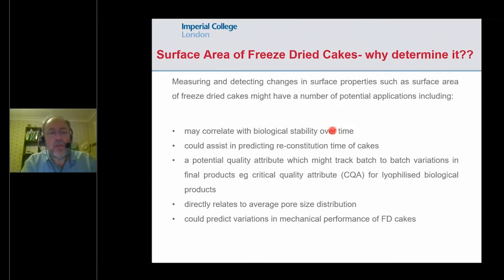Once you've freeze-dried a material, when you want to use it, you have to add water to it and dissolve it. Sometimes that can prove problematic. Some materials that are freeze-dried over a long period of time after storage sometimes don't reconstitute, and again, surface area might be a proxy for understanding reconstitution problems. Also, anybody manufacturing pharmaceuticals is in a highly regulated regime, so having quality attributes that allow you to track batch-to-batch variations and product qualities is potentially quite important. Of course, the surface area relates directly to the average pore size distribution, which also tells you about the probability and the ease of redissolution. And sometimes people are concerned about the mechanical performance of freeze-dried cakes, to do with their transport and damage, and again the surface area might be helpful there.